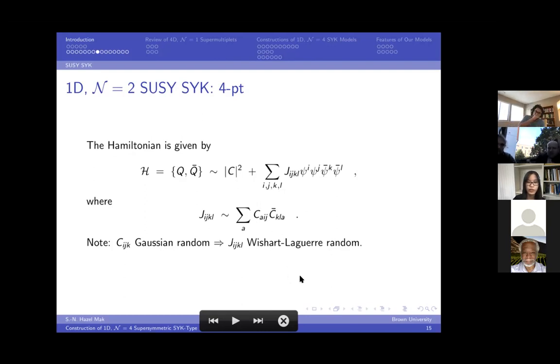So previously I mentioned that a Wishart matrix is a Gaussian matrix multiplied with its Hermitian conjugate. So now these are complex. You can see that these two are complex conjugates of each other, and one of the indexes is contracted. So this is a Wishart-Laguerre random distribution.